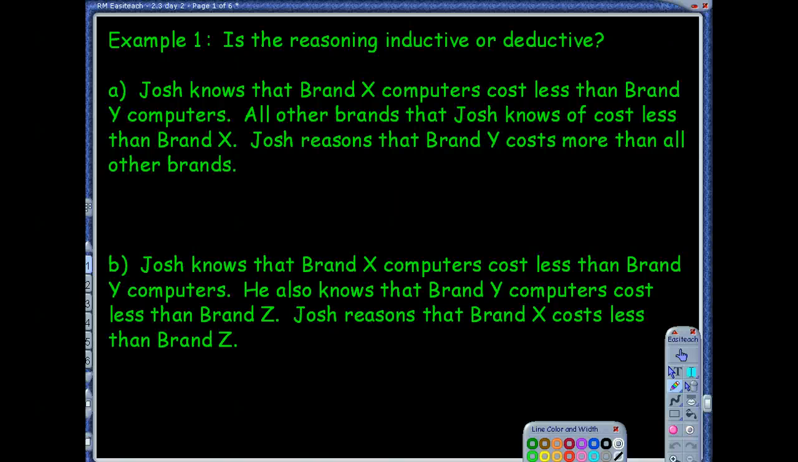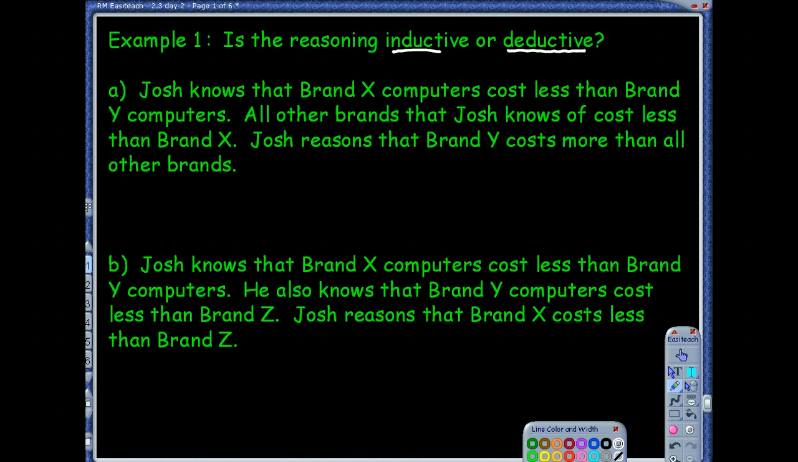Example 1. Is this the reasoning? So let's read scenario A, part A, and then we're going to decide on inductive or deductive reasoning. So think about what we just talked about, the definition of them. Okay. And I'll let you process that.